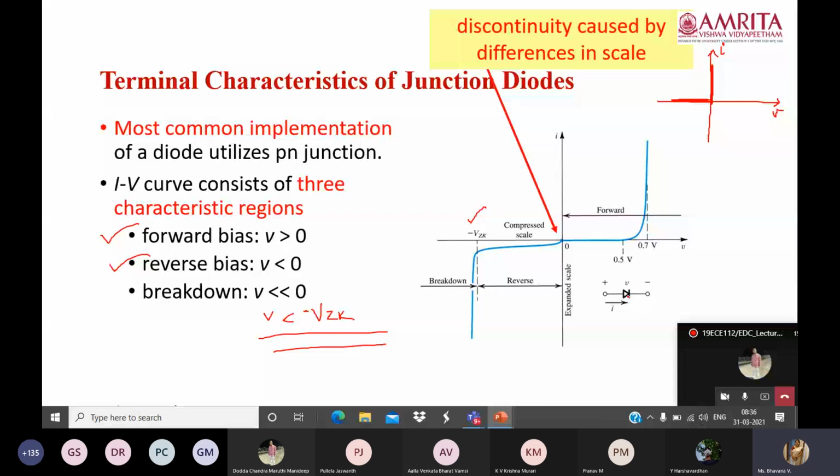If we are considering a junction diode, will the diode drop VD be equal to 0? No, ma'am, it will not be equal to 0. Depending upon the semiconductor, it varies. If it is silicon, VD will be 0.7 volt, and if it is germanium, VD will be 0.3 volt. So first sketch the IV characteristics.